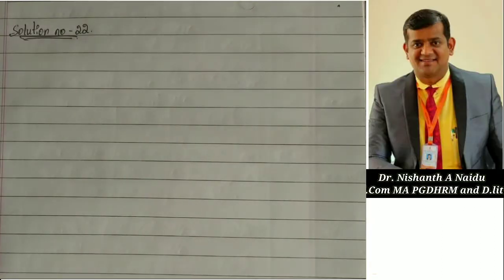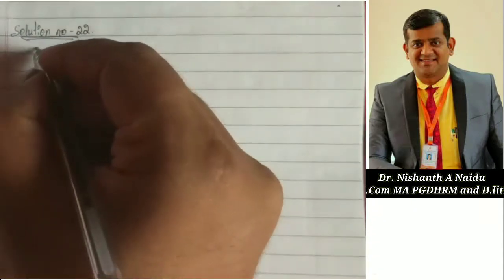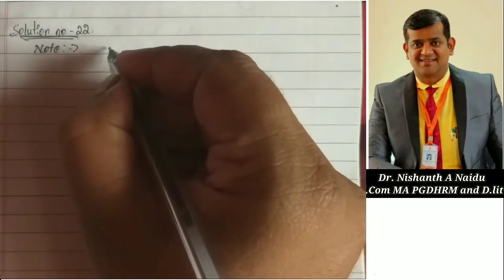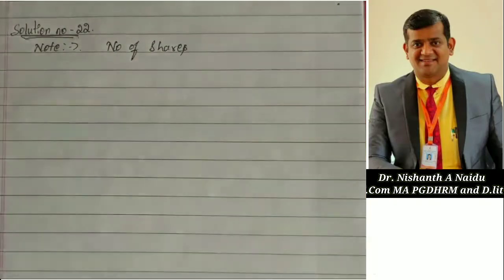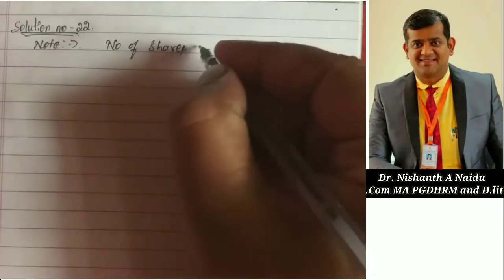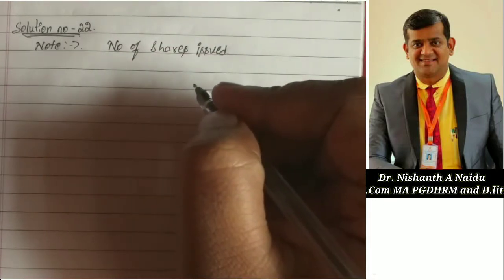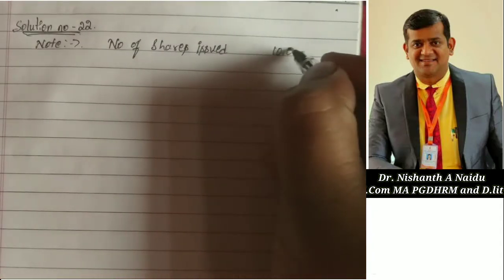Dear students, now we are starting the solution for illustration number 22. First we are supposed to do a working note, so let us begin with a note. First, number of shares: we are supposed to calculate the number of shares issued, that is, offered by the company to the public. How many shares have been offered by the company? That is 10,000 shares, correct?